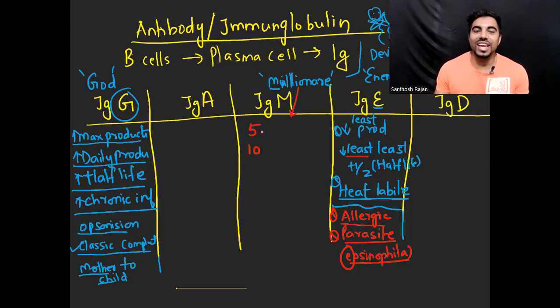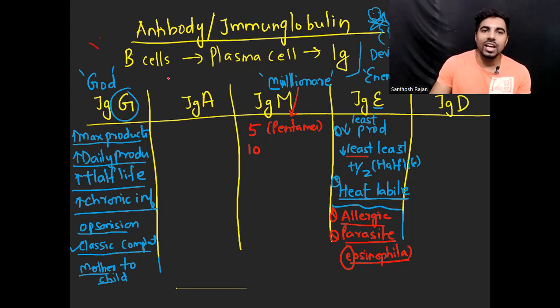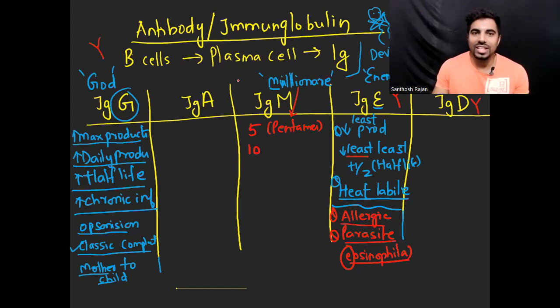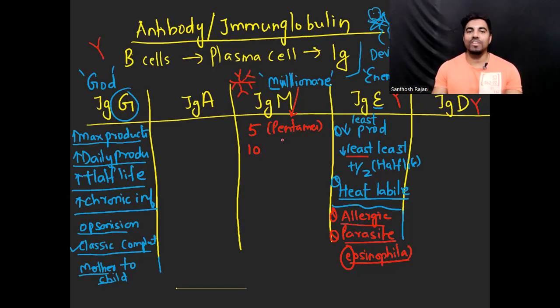Okay. I mean to say that it is a pentamer. Usually, if you see all our monomers, they are like this, everything is like this. But IgM, if you remember the shape, is a pentamer. It is like a beautiful rangoli, right? Like this. So it is a pentamer.